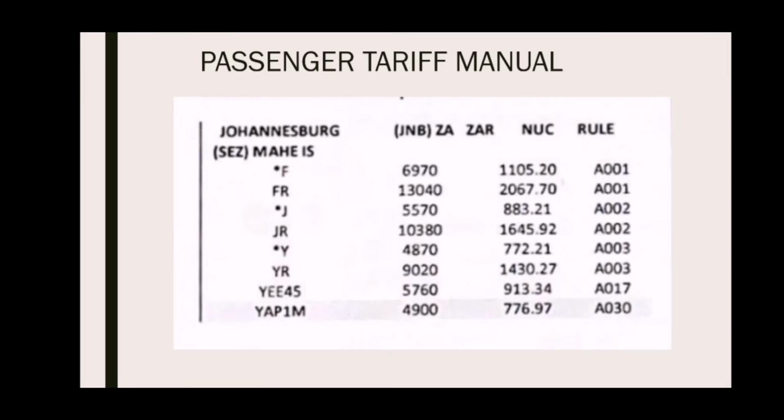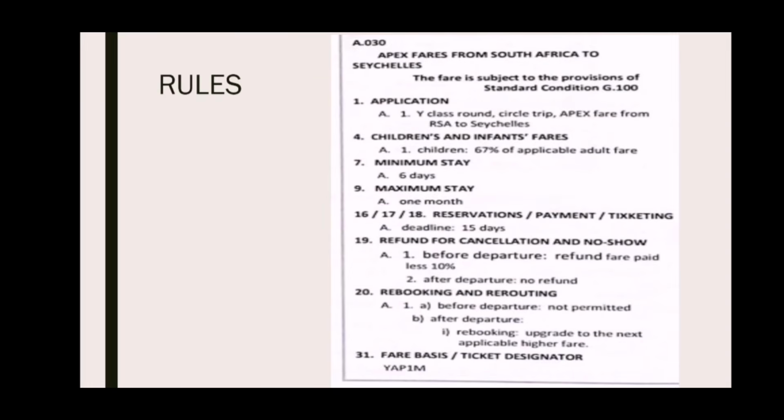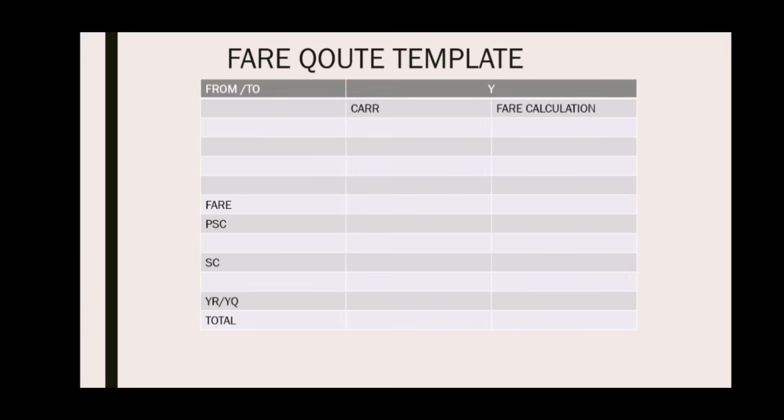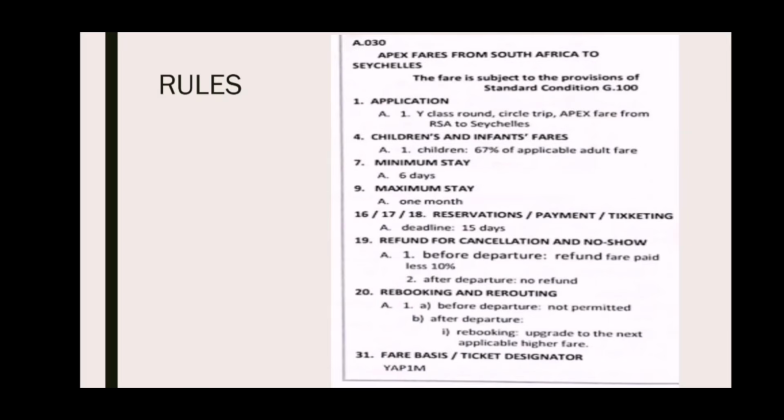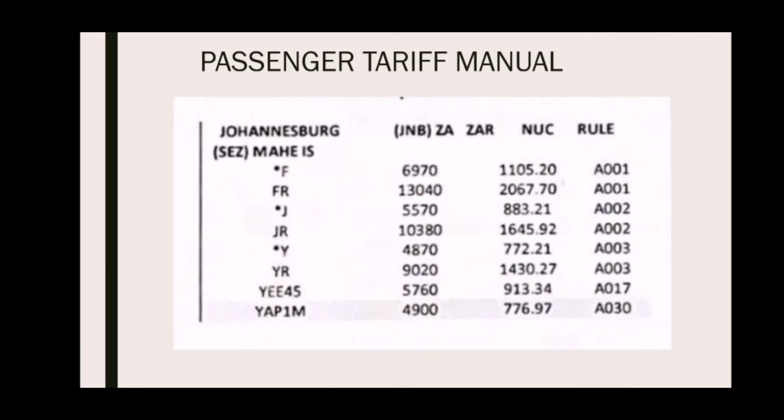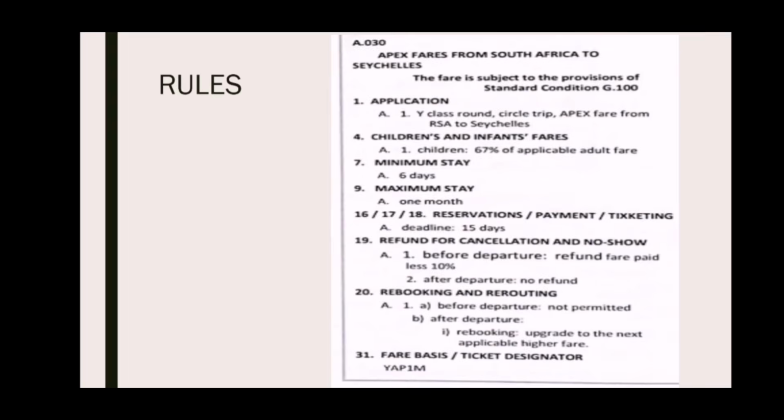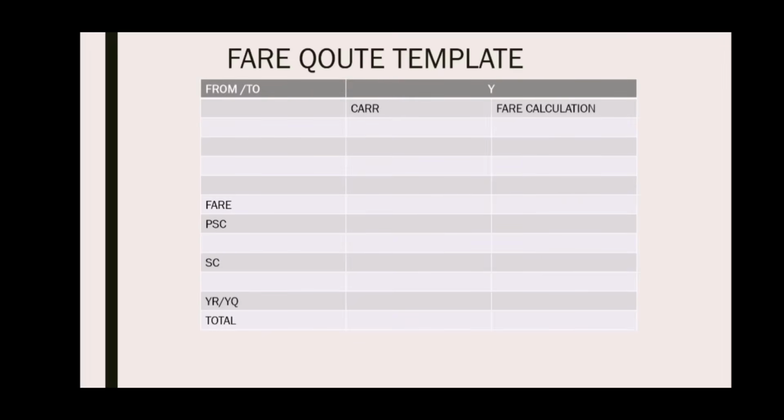If you count the number of days between 3 February and 17 February, you can see that the minimum stay of 6 days has been surpassed, but the maximum of 1 month has not been surpassed. So your client can definitely make use of this fare. That's literally what you need to know when reading the rules and comparing the rules to your flight schedule, your passenger tariff manual. That's how you are going to be using all these 3 elements together.